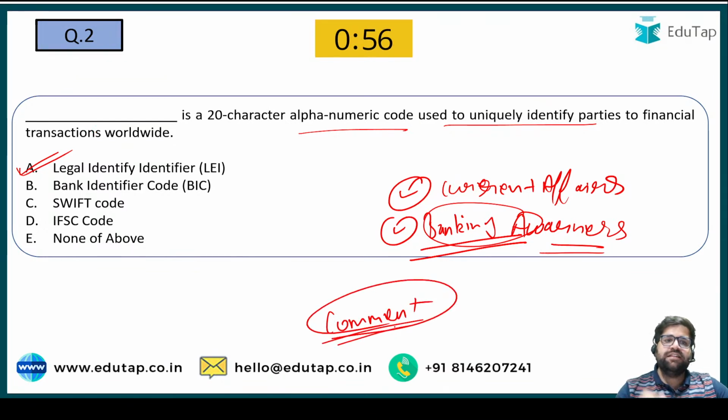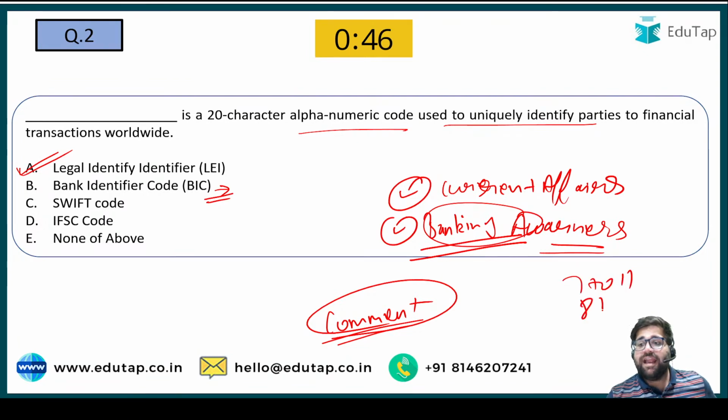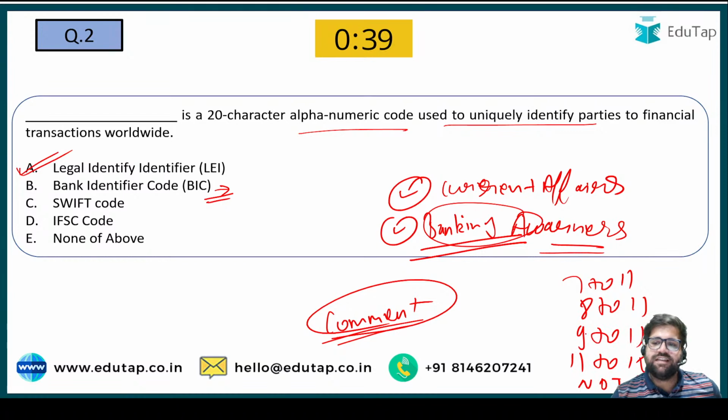What is the size of BIC? What is bank identifier code? What is the size of it? Your options are 7 to 11 digits, 8 to 11 digits, 9 to 11 digits, or is it 11 to 10 digits, or is it none of the above? So this is my question to you. What is the size of BIC?